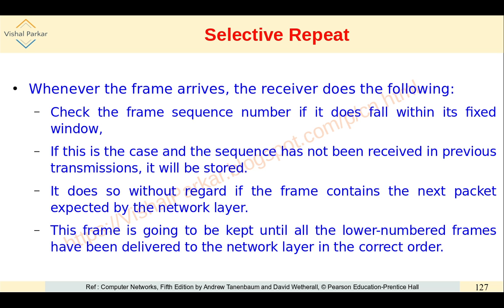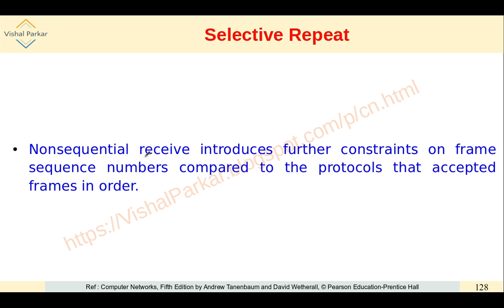As we have seen in the previous case, frame number 2 was not received, even though frame numbers 3, 4, and 5 were saved. So frames 3, 4, and 5 will be saved until frame number 2 has been received, and then they will be given to the network layer in the correct order. Now, that means the frames can be received in a non-sequential way. This introduces further constraints on frame sequence numbers as compared to the protocols that simply accept sequential frames.